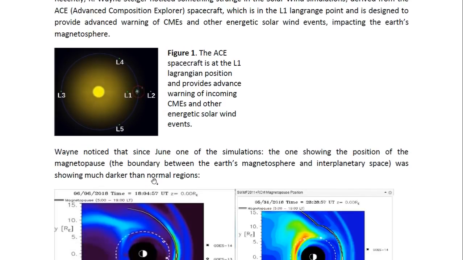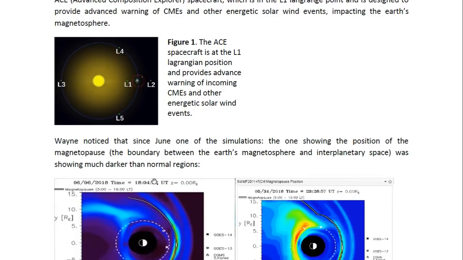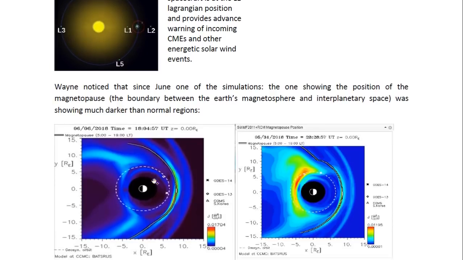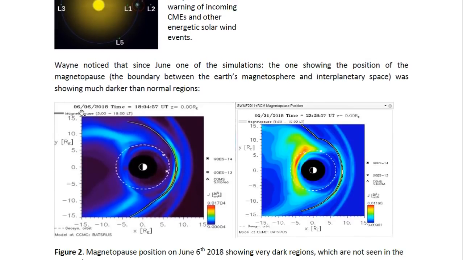Now, Wayne noticed that since June, one of the simulations, the one showing the position of the magnetopause, which is the boundary between the Earth's magnetosphere and interplanetary space, was showing much darker than normal regions. And we see that in this image from June 6, 2018. And this white line here indicates the magnetopause position.